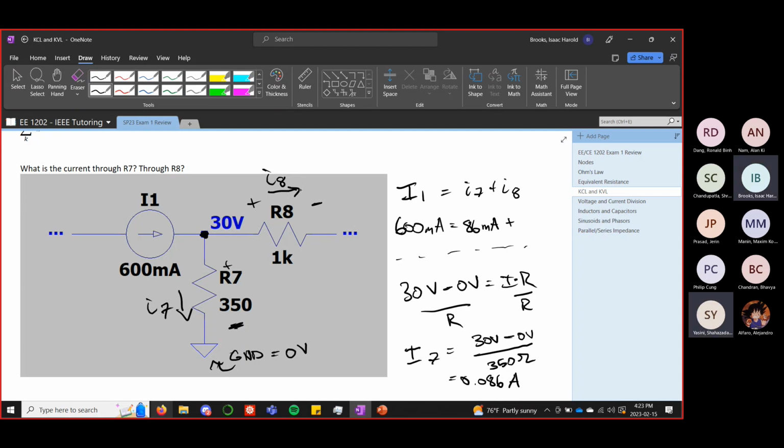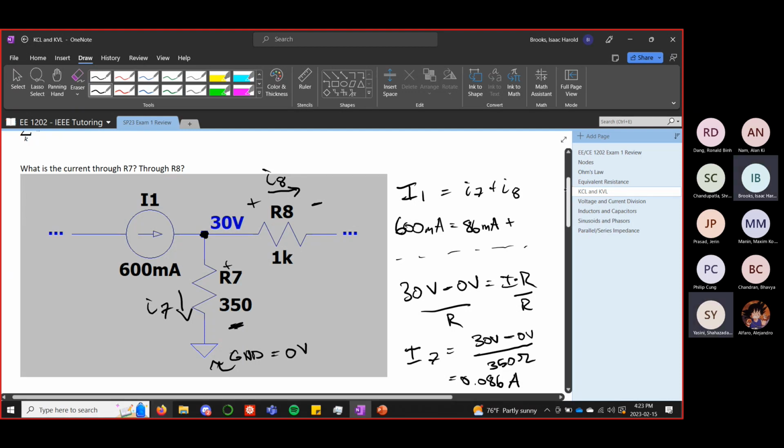Exactly, right? We didn't need to solve all three of these to use KCL. We just needed all but one. So we have our equation now. 600 milliamps is coming in. We know that 86 milliamps is coming down this way.